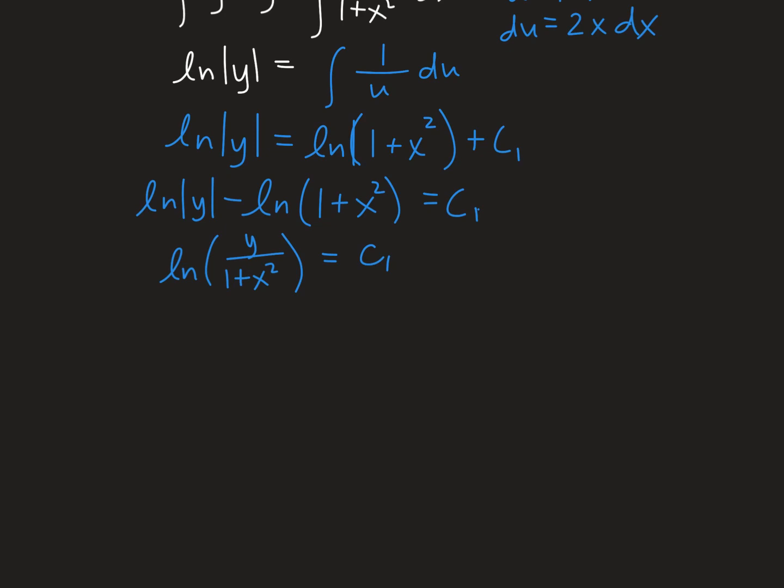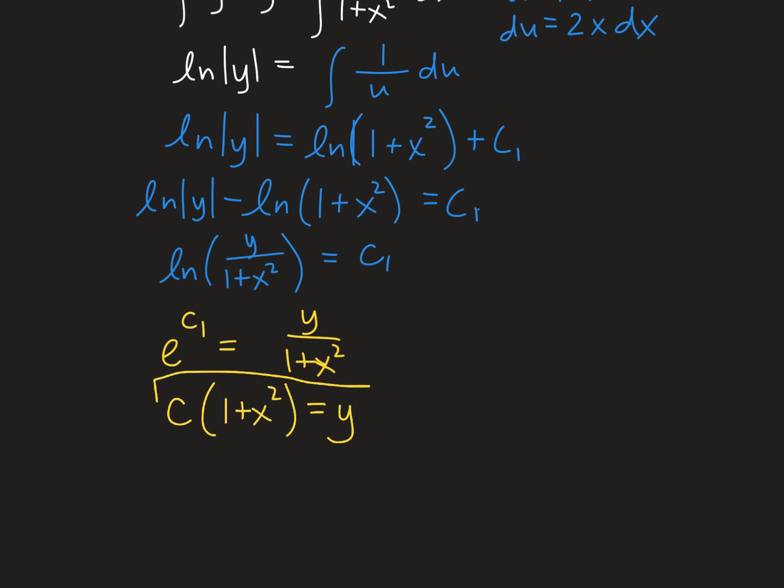I'm going to write this in exponential form. So going from log to exponential form, we would have our base of e to the c sub 1 equals y over 1 plus x squared. Again, my goal is to solve for y. This, again, is just a constant c. So this is really just c. Then I can multiply both sides by 1 plus x squared to solve for y.